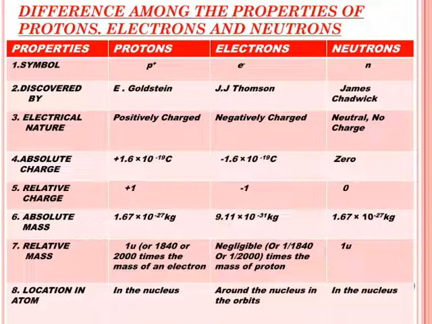On the basis of their location in an atom, protons are located in the nucleus, electrons are located in the extra nuclear space, that is around the nucleus in the orbits, and neutrons are present in the nucleus along with protons. So these are the major difference among the properties of protons, electrons and neutrons.